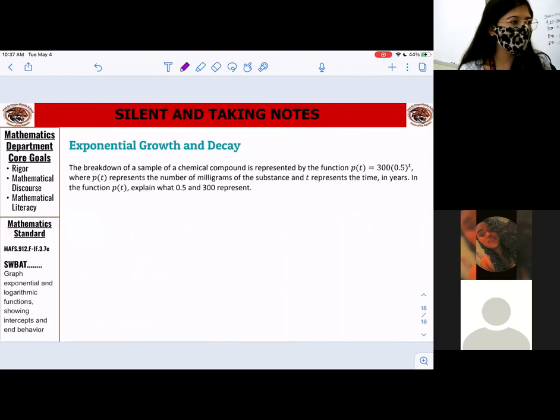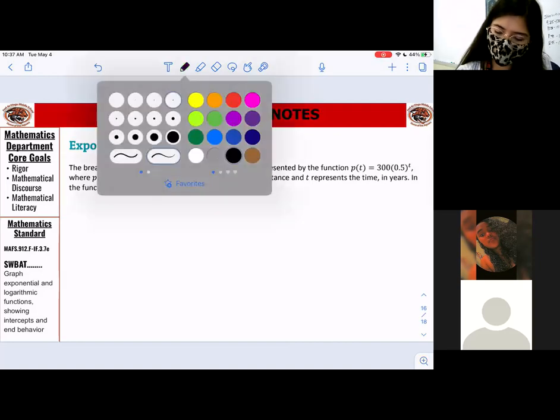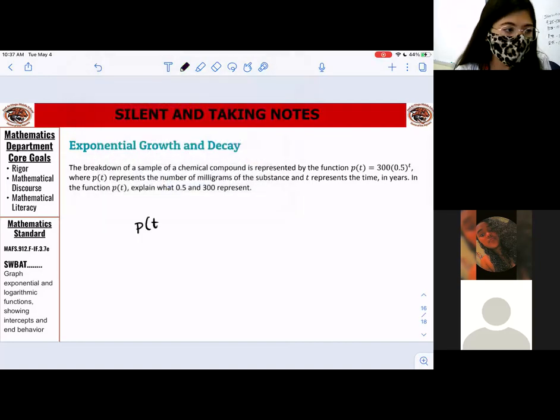Couple more. We're almost done. I think it's just 2 more. So the breakdown of a sample of chemical compound is represented by the function P of T equals 300 times 0.5 to the power of T, where P of T represents the number of milligrams of the substance and T represents the time in years. Explain what 0.5 and 300 represent. So I'll give you a couple seconds to think of your answers.